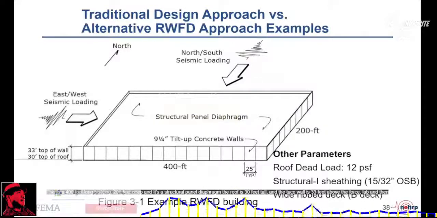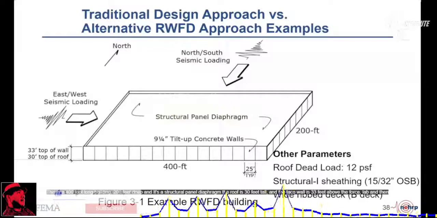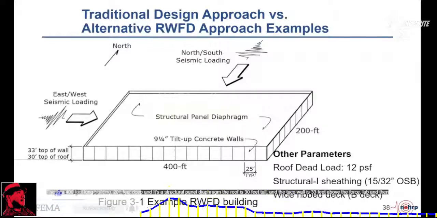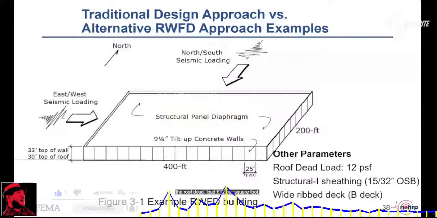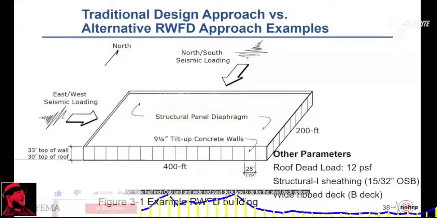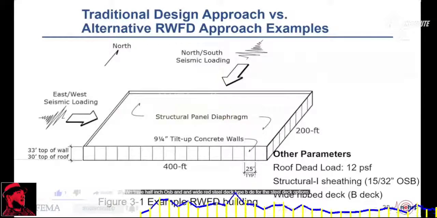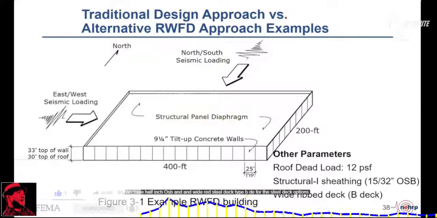The roof is 30 feet tall, and the top of wall is 33 feet above the floor slab. And then the roof dead load, 12 pounds per square foot. We have half-inch OSB and wide rib steel deck, type B deck, for the steel deck options.